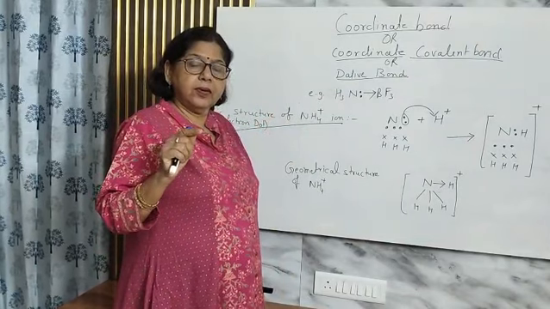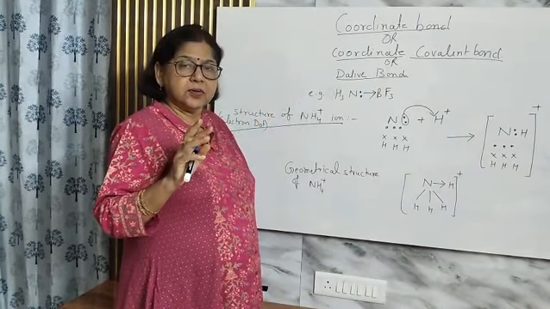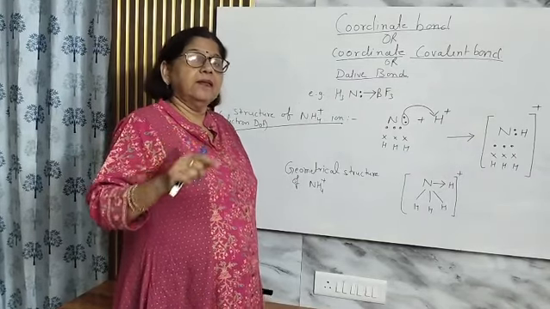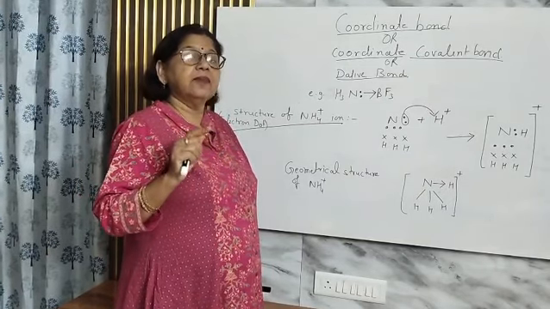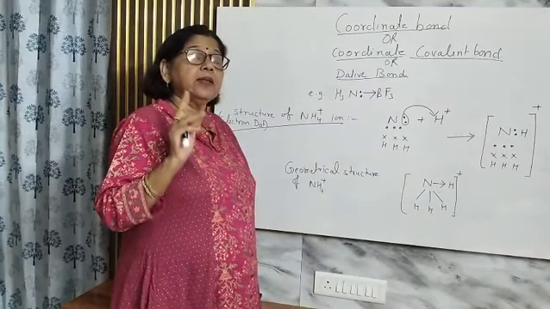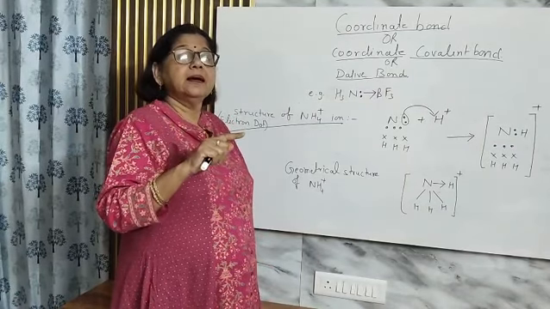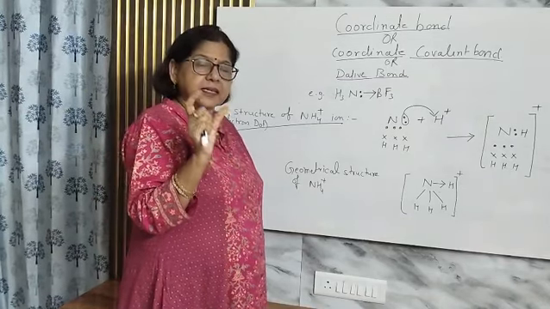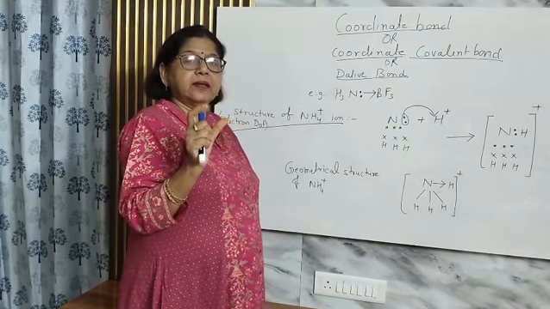A coordinate bond is a bond formed between two atoms, or between one atom and one molecule, in such a way that the pair of electrons is given by one single atom. Point to be noted: the pair of electrons is given by one single atom, unlike the covalent bond where the sharing of electrons was taking place between the two atoms, right?